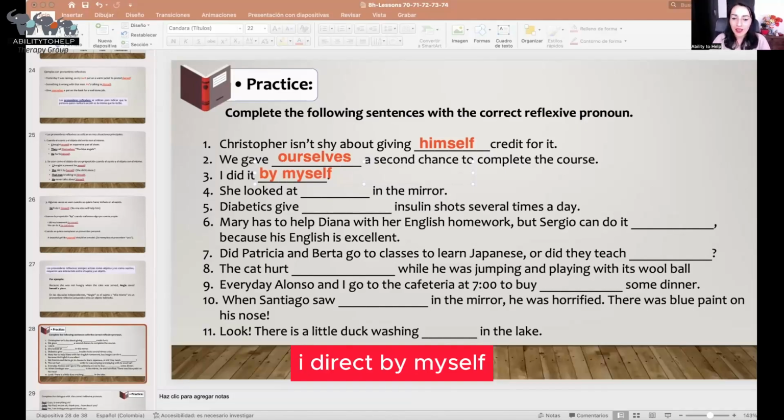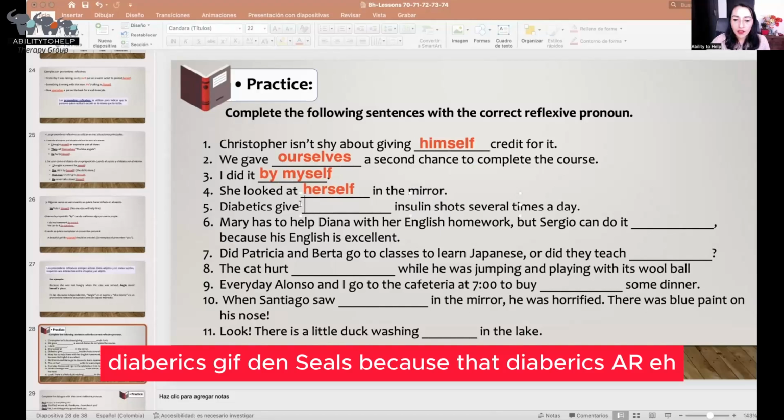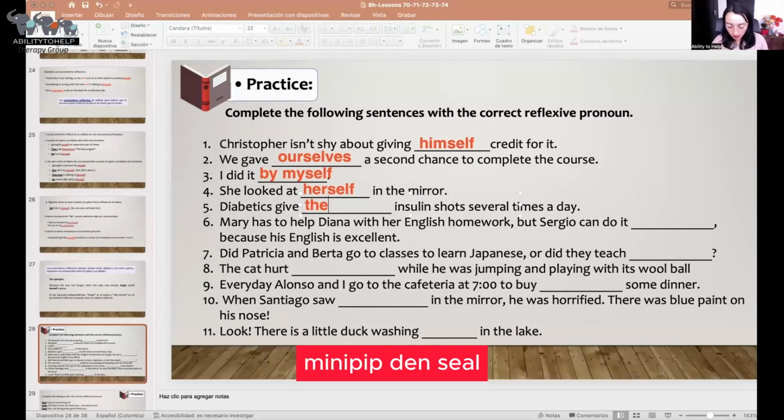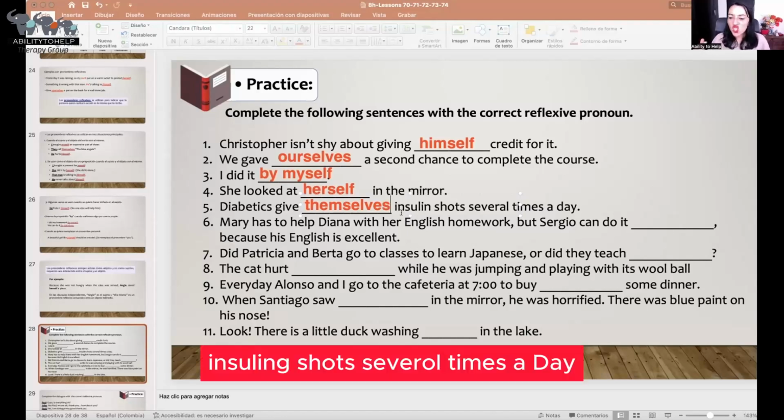She looked at, she is the subject, so it's a simple way to solve this example. She looked at herself in the mirror. Maybe she's putting on makeup, so that's why she looked at herself in the mirror. Diabetics give themselves, because diabetics are many people, themselves, insulin shots several times a day.